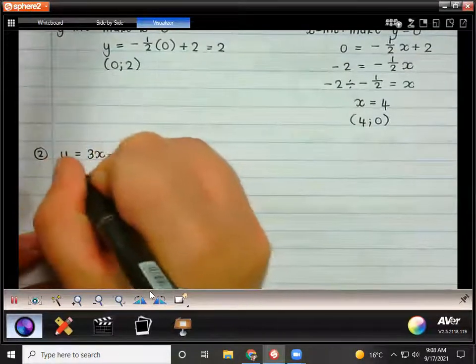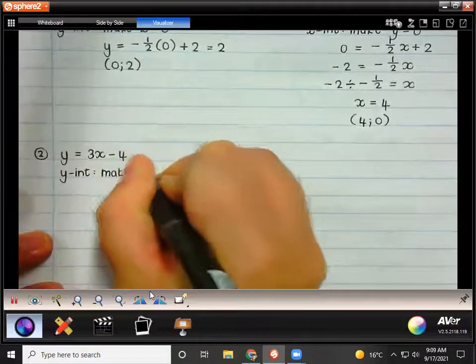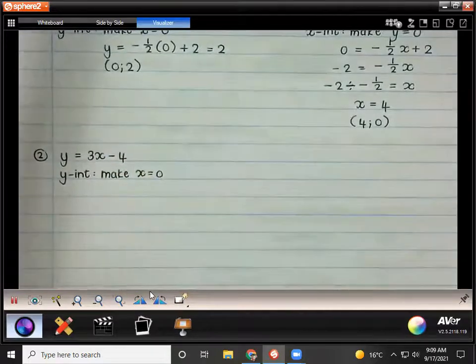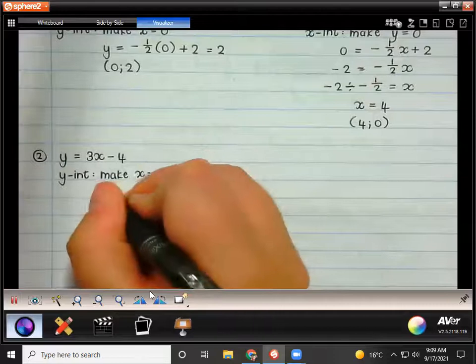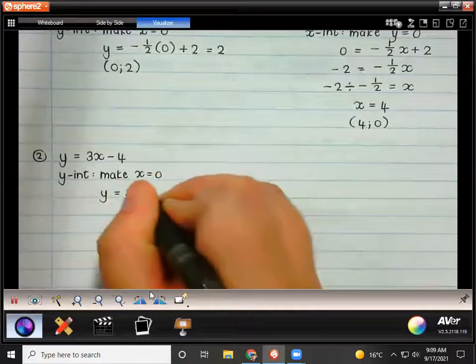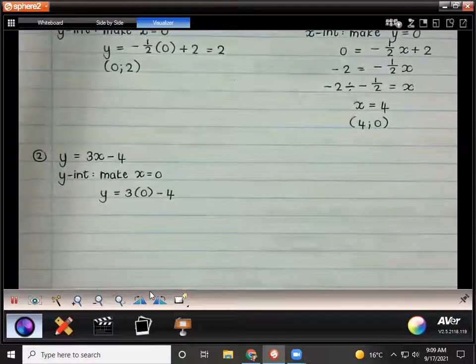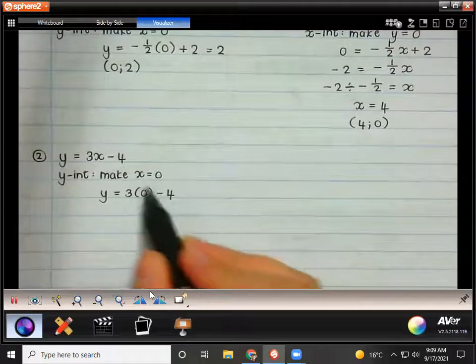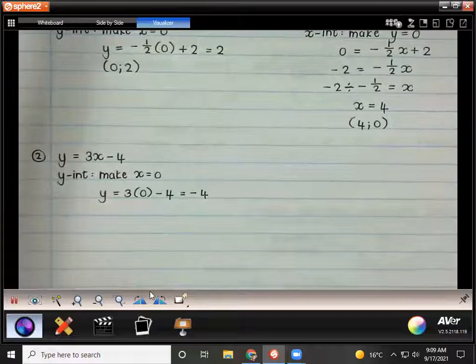So y-intercept, make x equal to 0. So in our equation, y is equal to 3 times 0 minus 4. Instead of 3 times x minus 4, we make it 3 times 0 minus 4. What is 3 times 0, guys? 0 minus 4 is then negative 4.